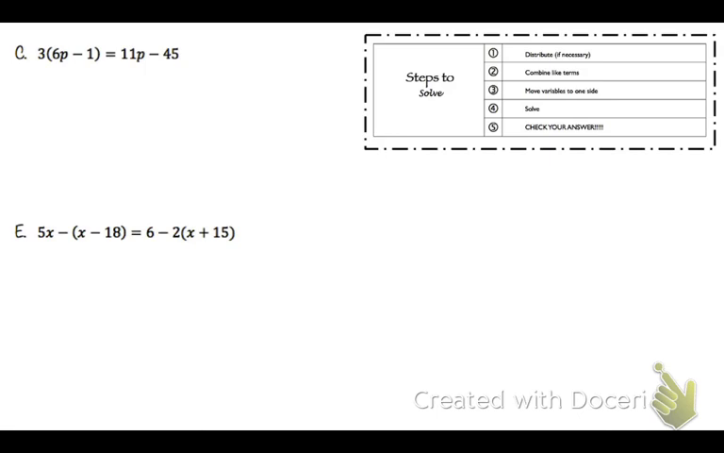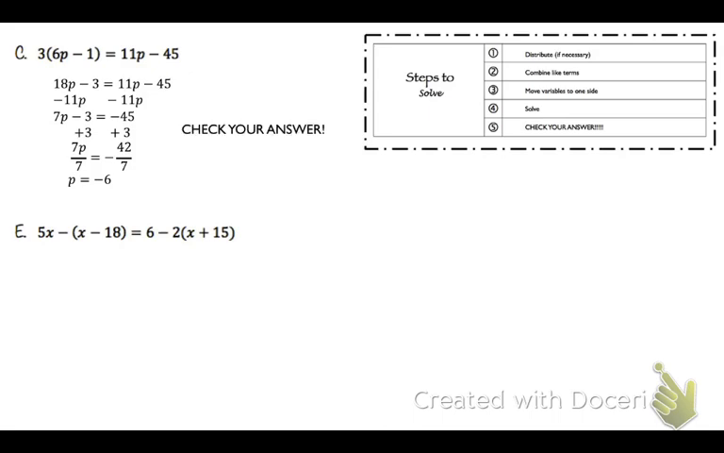So now, first step, distribute. So I'm going to distribute that 3 in. 3 times 6p is 18p. 3 times negative 1 is negative 3. There's no like terms to combine, so I'm not going to combine any like terms. Then I'm going to go to step 3, move all my variables to one side. So I'm going to subtract the 11p from both sides. You get 7p minus 3 equals negative 45. Now I'm going to add the 3 over. You get 7p equals negative 42. Divide by 7. P equals negative 6.